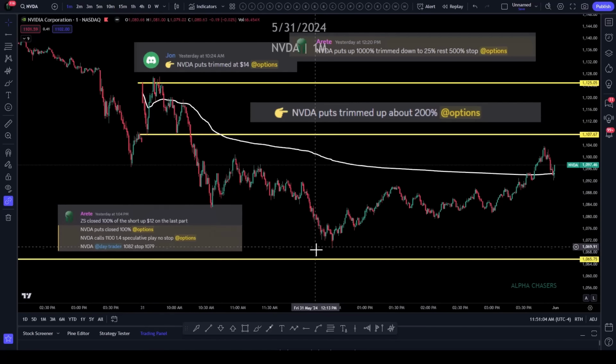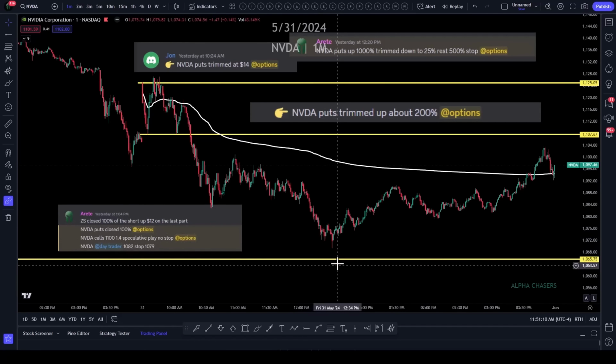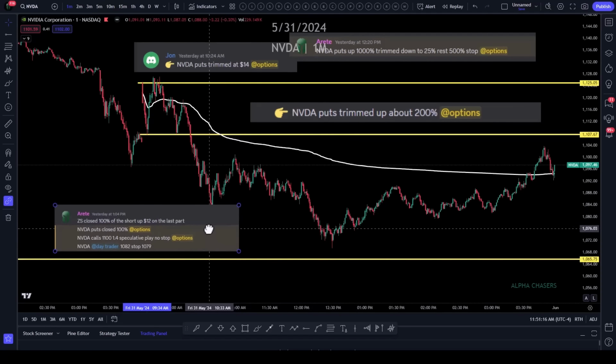Now, for me, my target was here, which was the gap fill, right? I always want a target. Doesn't mean I'm going to trade it, but I was off by about $3, $4. It just never got there. It is what it is. And then we just start to see a development. And then that development's right here.